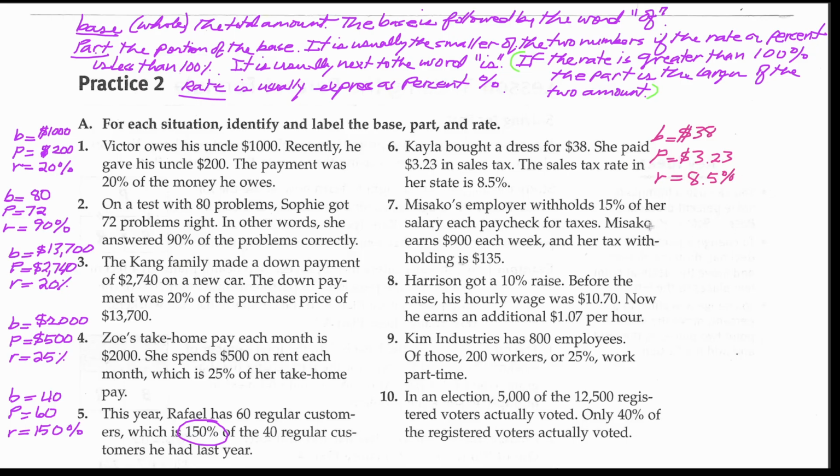Number 7. Misako's employer withholds 15%. That's less than 100% of her salary each paycheck for taxes. Misako earns $900 each week, and her tax withholding is $135. So the base is going to be the higher number, which is the $900. The part is the $135, and the rate is 15%.